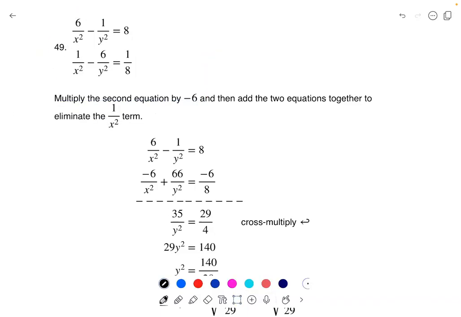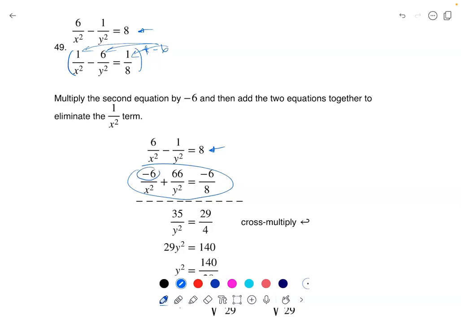So what I'm going to do, and I'll change pen color here, is I'm going to multiply this entire equation by -6. I'm going to distribute that to all three terms here. And then I'm going to add my two equations together so I can eliminate the x squareds. So if you look at this next step here, that equation is just the same as my first equation that I wrote up here, but this second equation now has that -6 distributed to it.